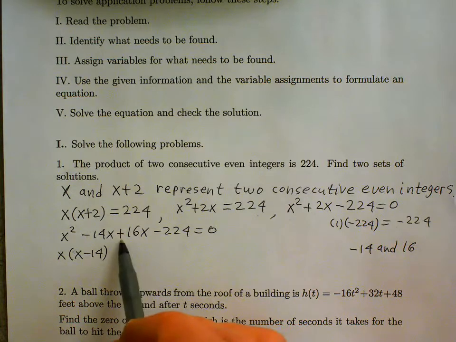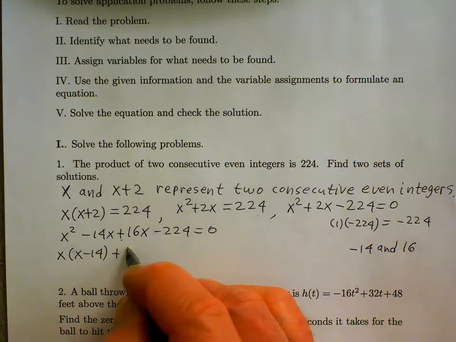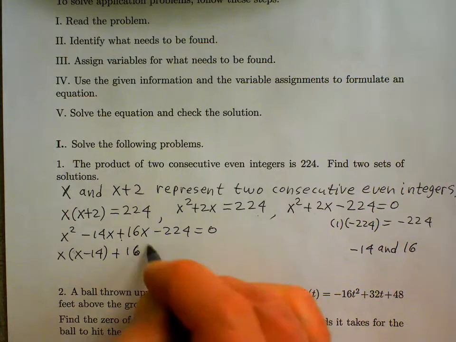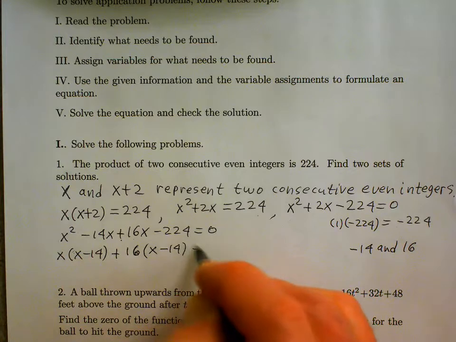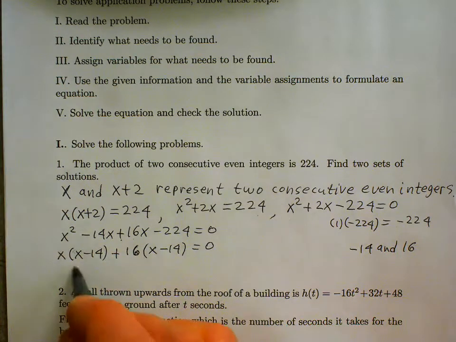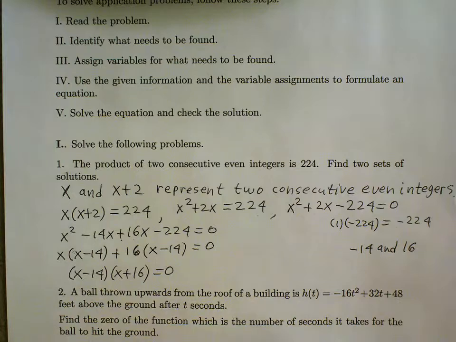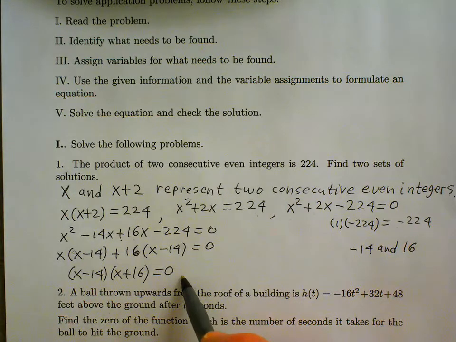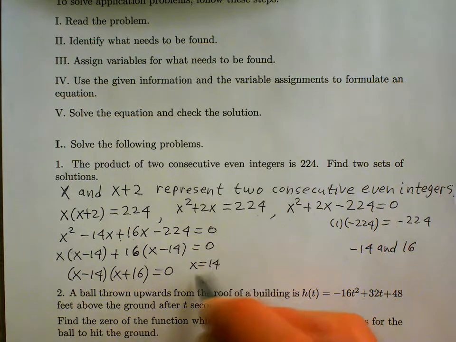Bring down the middle operator of addition. Out of the third and fourth terms, we factor out positive 16. And the other factor is x minus 14. And then we factor: x minus 14 times x plus 16 equals 0. The two solutions to this equation are x equals 14 and x equals negative 16.